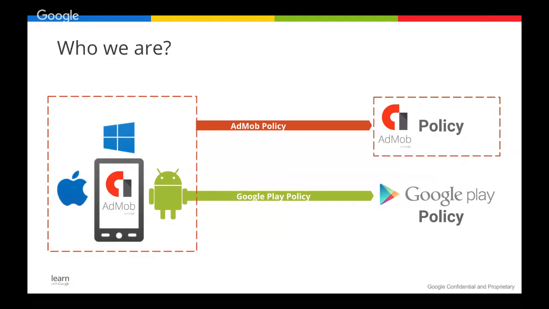So AdMob policy is a little bit different from Google Play policy. As an AdMob developer, or as a developer overall, I recommend that you understand that there are two sets of policy here. AdMob policy mostly focuses on the behavior of the ad or where you're placing the ad, whereas Google Play policy really looks into the content of your apps and how you are featuring or listing your app on our Google Play app store.